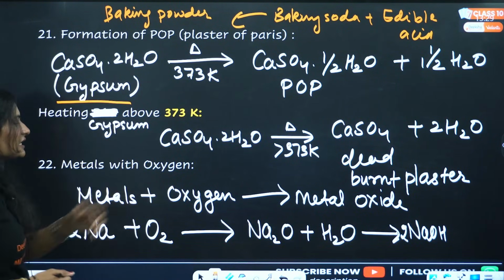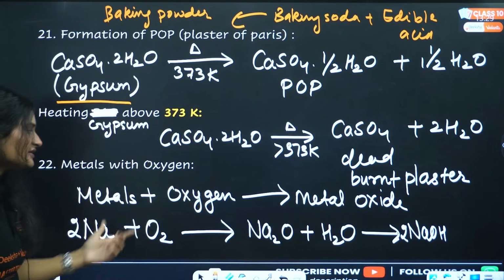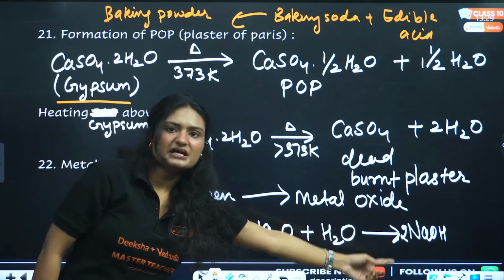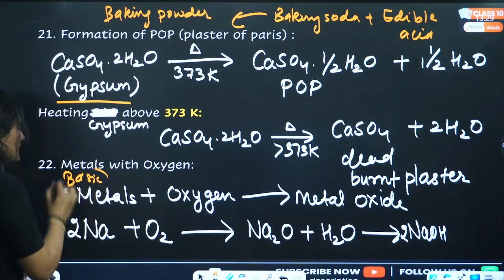Now how do metals react with oxygen? When metals react with oxygen, we get metal oxide. Now these metal oxides, if you combine them with water, we get a base. That's why metal oxides are basic in nature.